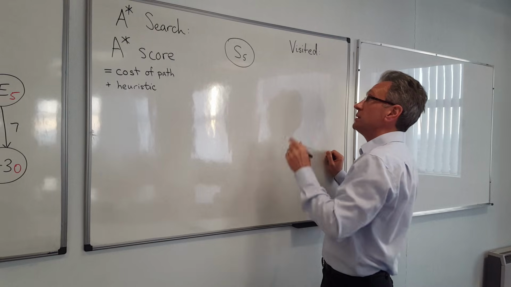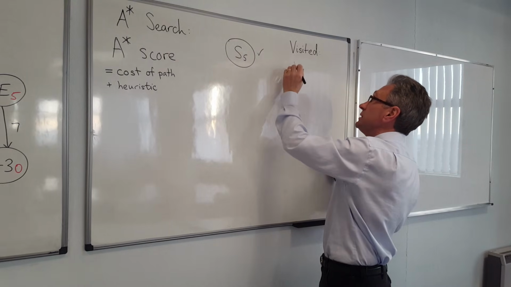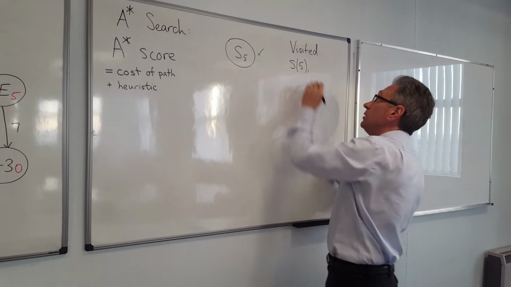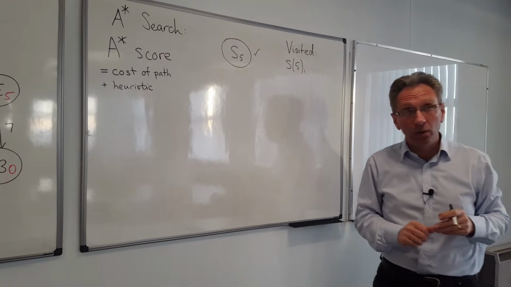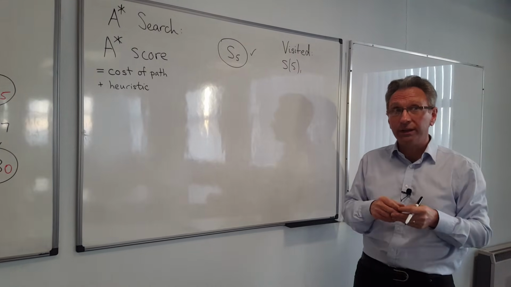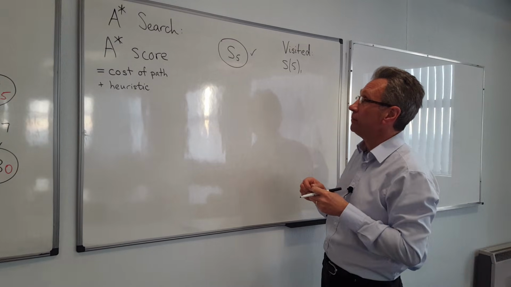We look at this, it's not the goal state, so we're going to expand it. We'll add it to the visited list, and we'll also store its A* score, so that we know its A* score. If we find a better one than that, then we know that we need to visit it, and this can happen in the A* search algorithm.